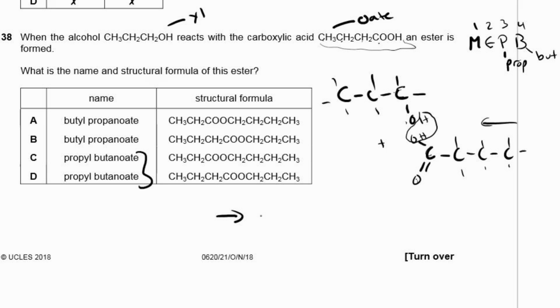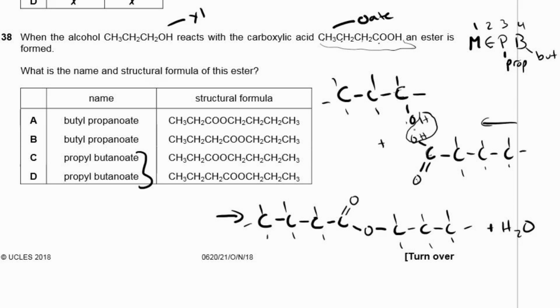So it produces 1, 2, 3, 4 carbons, and a double bond O, and an O, and a C, and then we have 3 carbons. There we go. Plus H2O, which came out. So which one is that? That's CH3CH2CH2COOCH2CH2CH3. The answer is D.